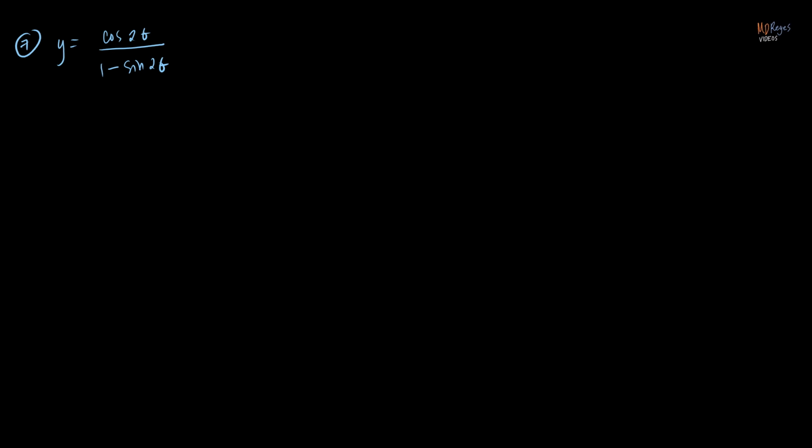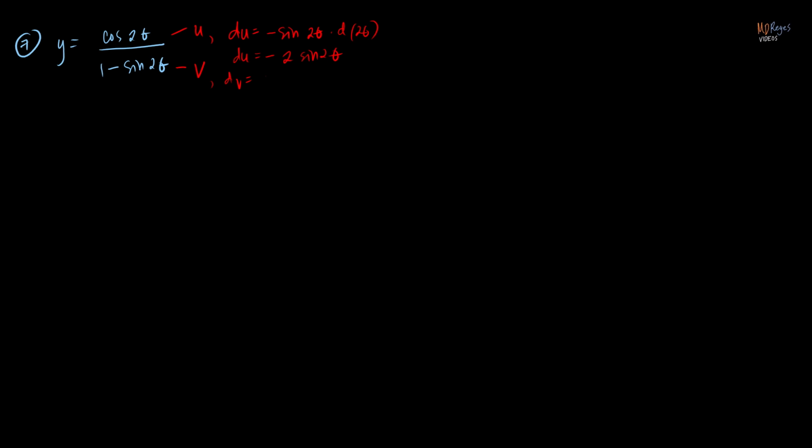Now, example number 7, we have a function which is a quotient of cosine 2 theta and 1 minus sine 2 theta. So using the quotient rule, let u be equal to the numerator and let v be equal to the denominator. If u is cosine 2 theta, we differentiate with respect to theta to get du. And du is negative sine 2 theta times the derivative of 2 theta with respect to theta, which is 2. This is du.